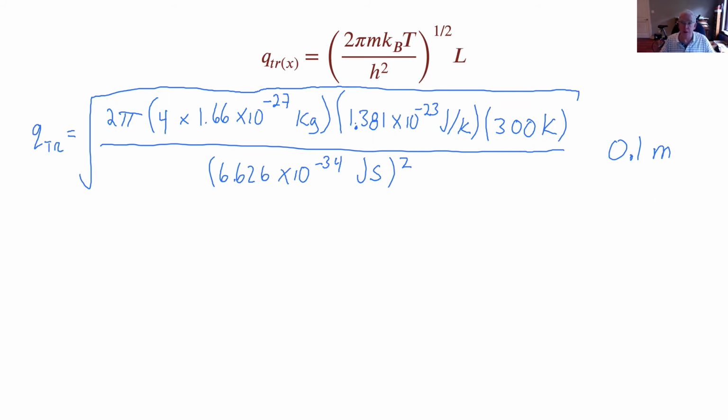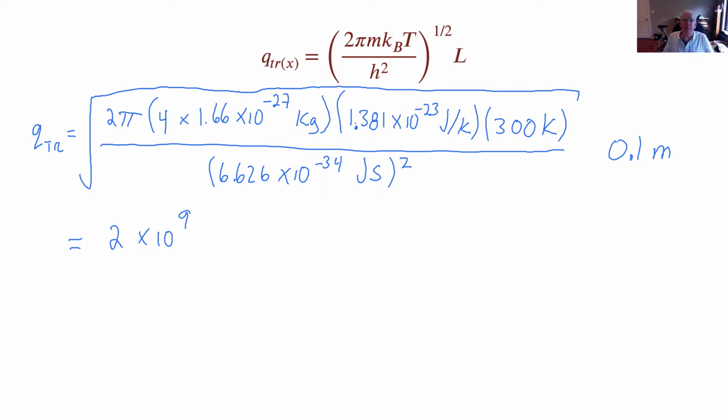Partition functions do not have units, right? So if we're calculating one and we end up with a residual unit, we've done something bad someplace. If I evaluate this, my notes tell me that I get a value that's about 2 times 10 to the 9th. Okay, so that's a value of 2 billion.